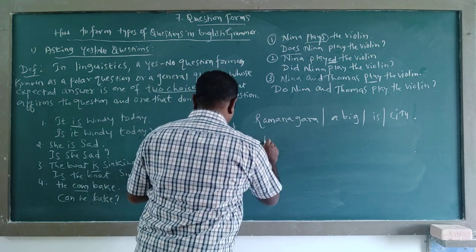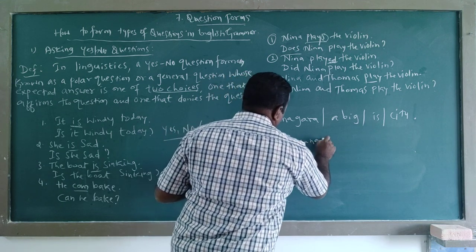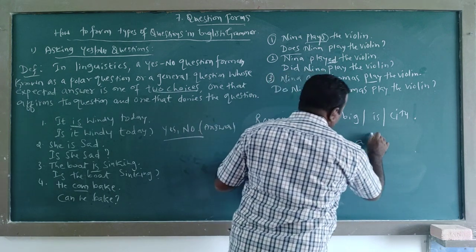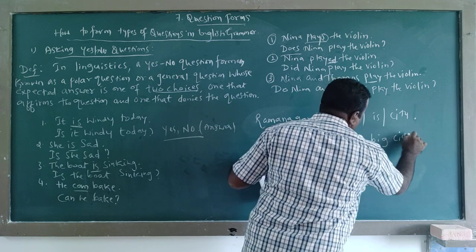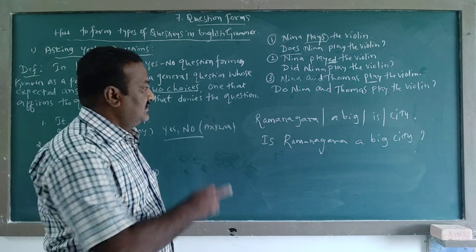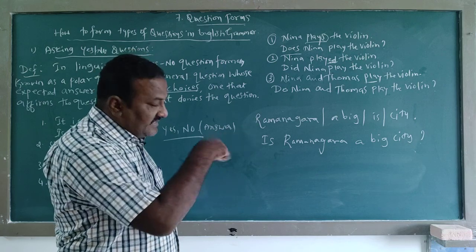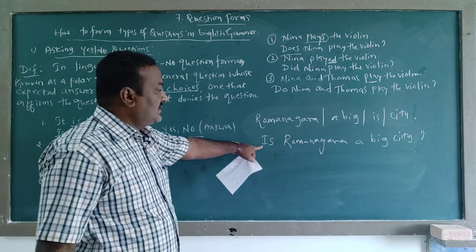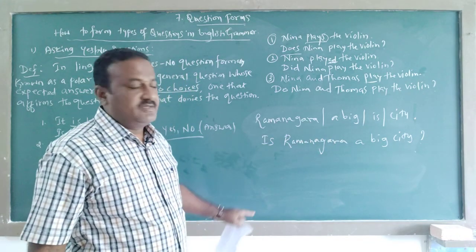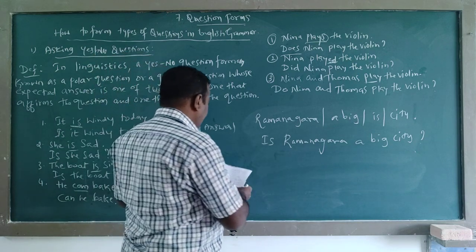So, what can we do here? Is Ramanagara a big city? Question mark. The helping verb is there. Ramanagara, a big, is city. Arranging that, what do we write? A yes or no question: Is Ramanagara a big city? Like this, see this type.